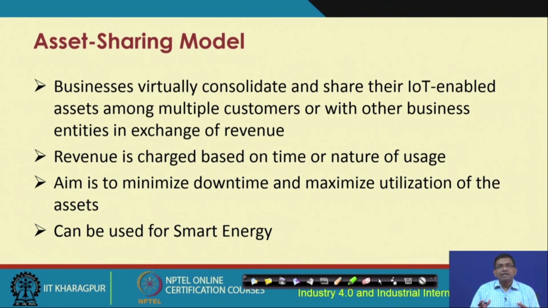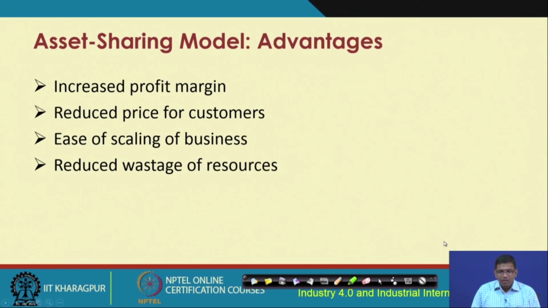Somebody has the energy generation infrastructure, and the energy that is generated can be used by different customers. So, smart energy is an example of an asset sharing model. Like the previous models that we have discussed so far, there are different advantages of the asset sharing model as well. For example, increasing the profit margin, reducing the price for the customers, easing the scalability of the business, reducing the wastage of resources. These are some of the different advantages of the asset sharing model.